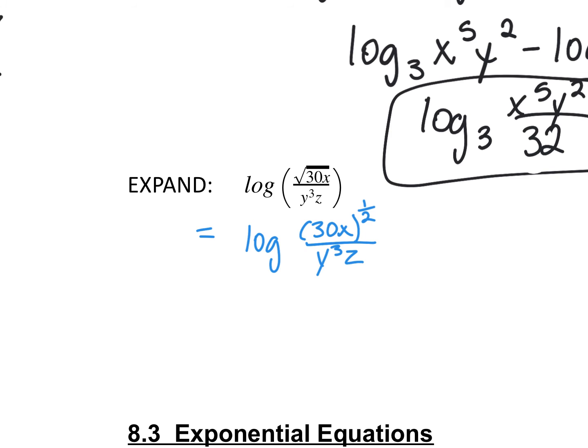Wait, but we did that? Yep. The 1/2 power thingy? I don't know what we did.